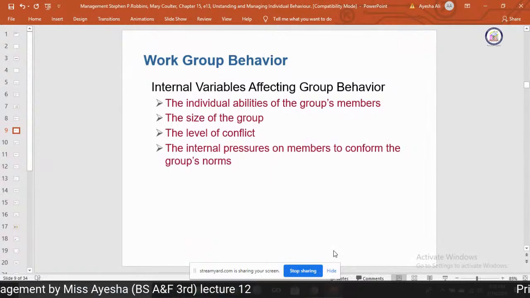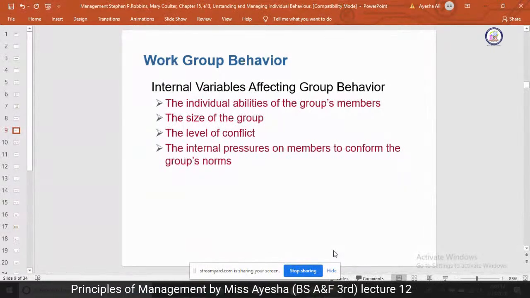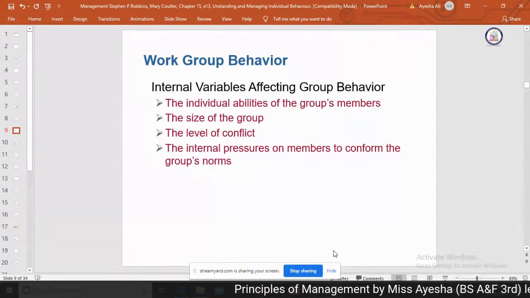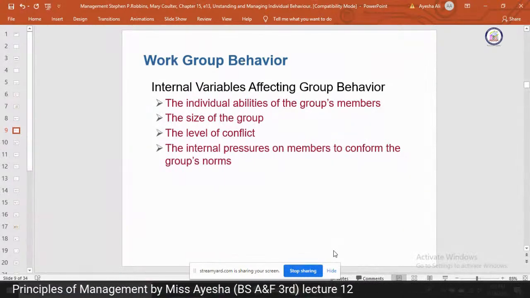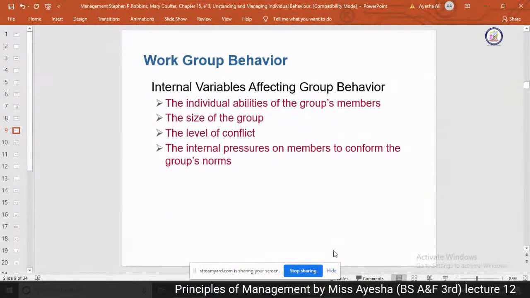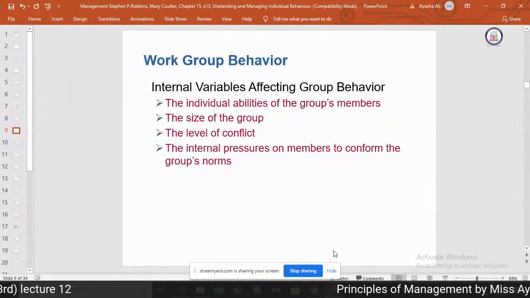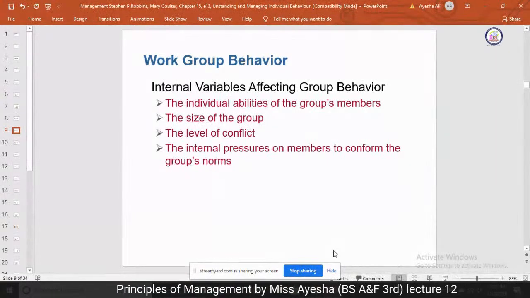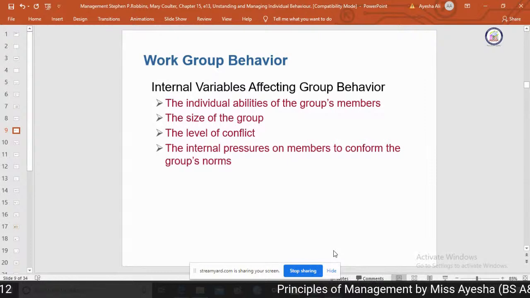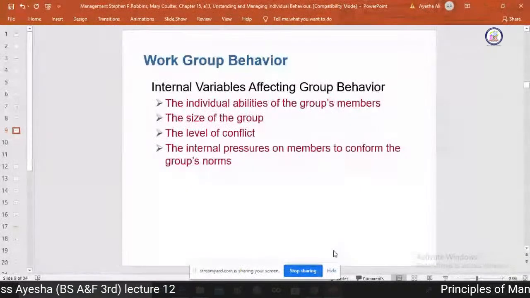And then we have internal pressure on members to conform to the group norms. How much pressure is the individual facing to conform with group norms? If the pressure is manageable, he is okay with that. But if the pressure is intense, of course we are human beings, we can't cope with unnecessary and overburdened pressure, because we need some relaxation, we need some space. Because we are human, by nature we are independent and we need our space. So these are the internal variables which affect group behavior.